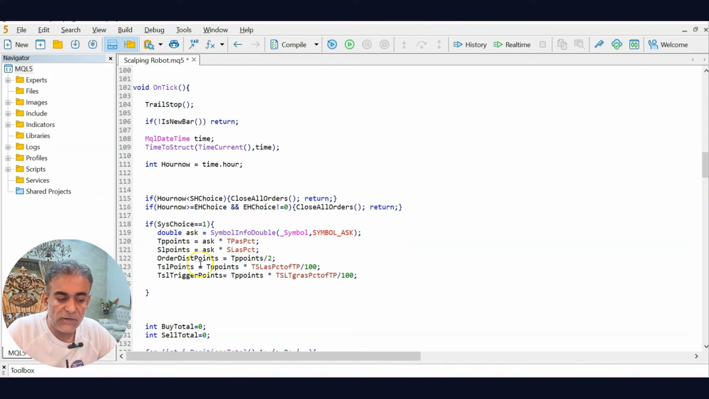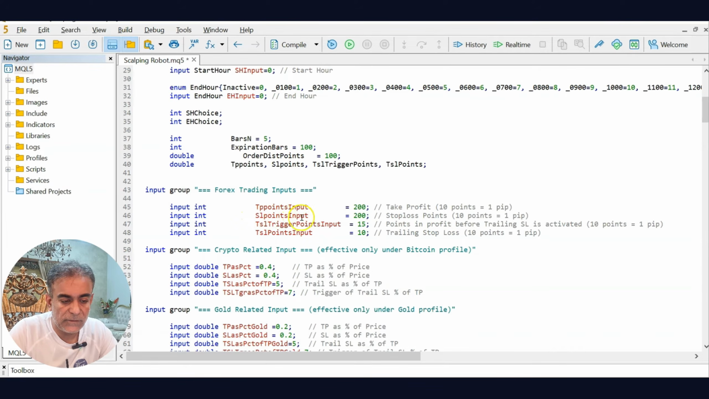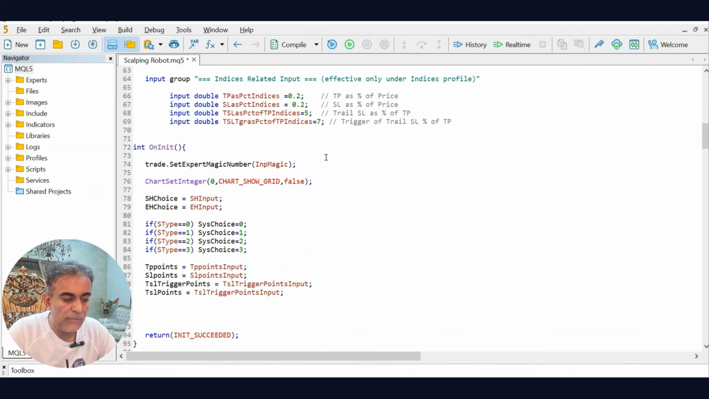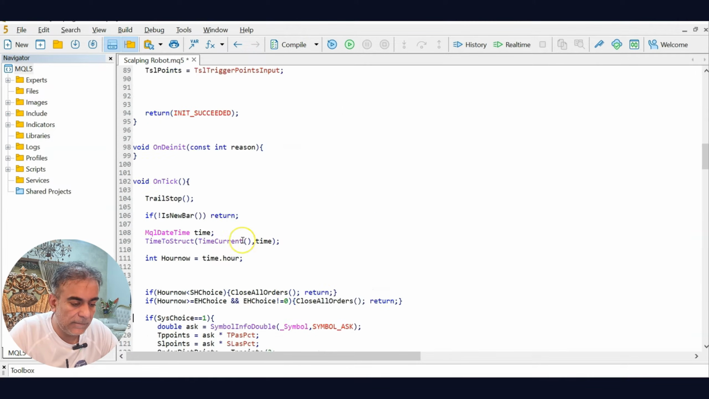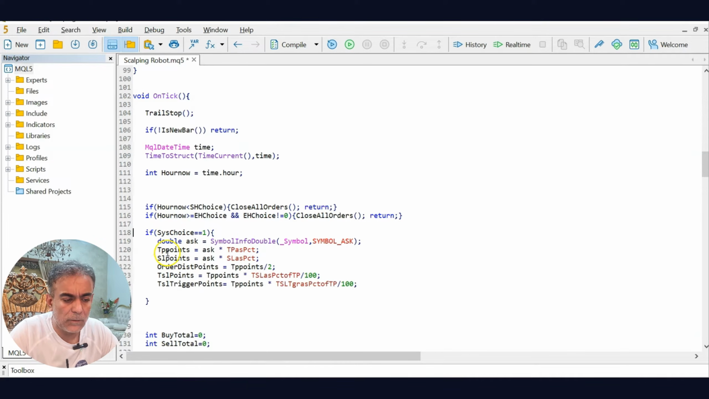Now, for the order distance point, the logic in the Forex was that if the SL points were 200 points, 20 pips, then we were putting the order distance point as 100, which is 10 pips, which is half. And I'm using the same logic here by saying that whatever is the SL now, put the order distance point as that divided by 2.